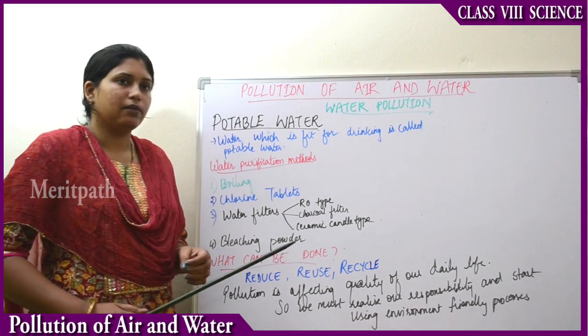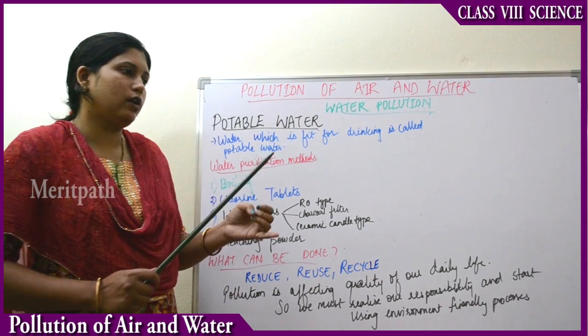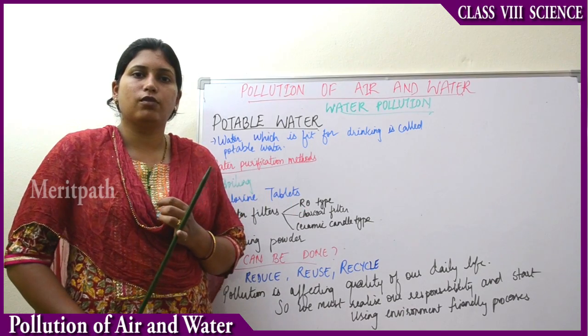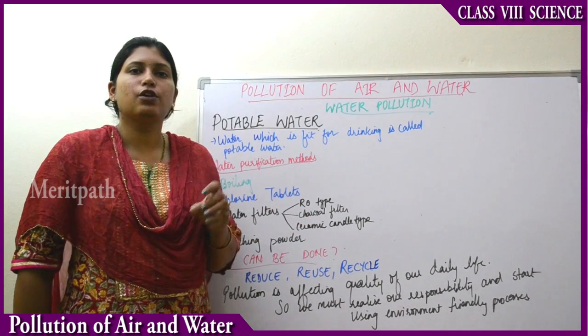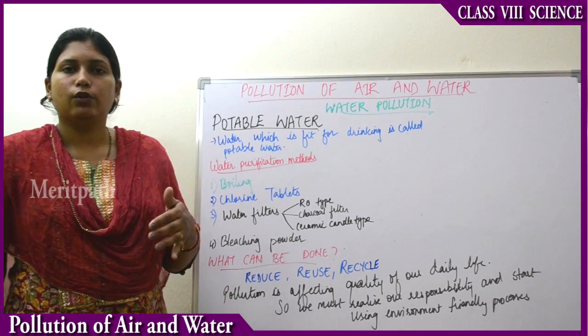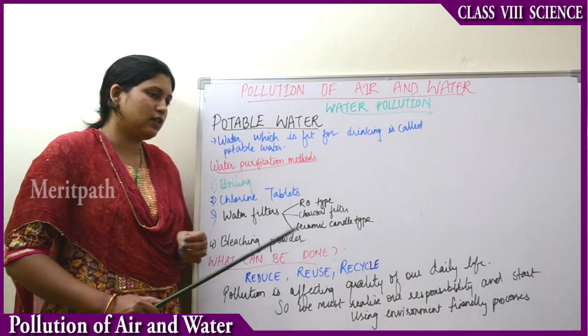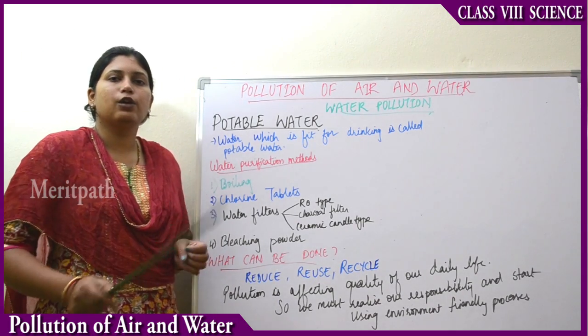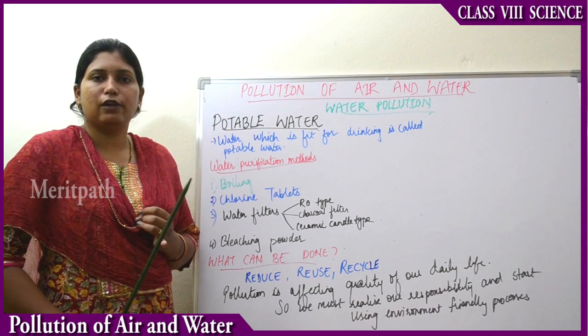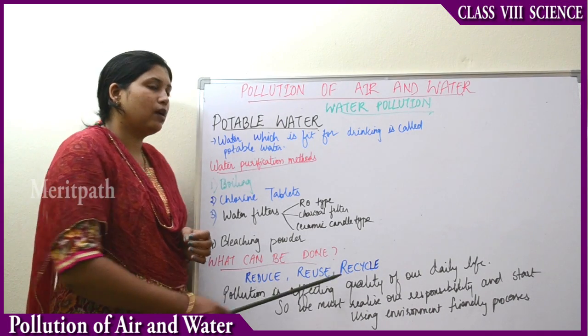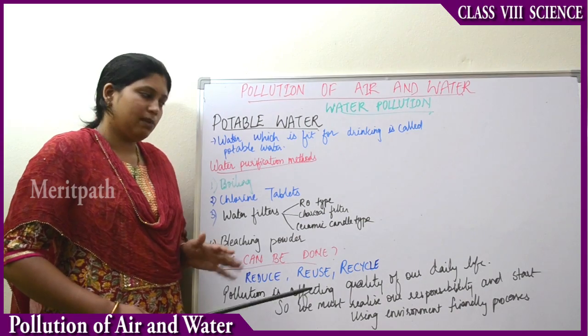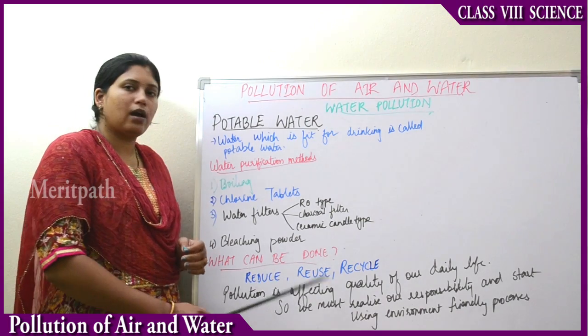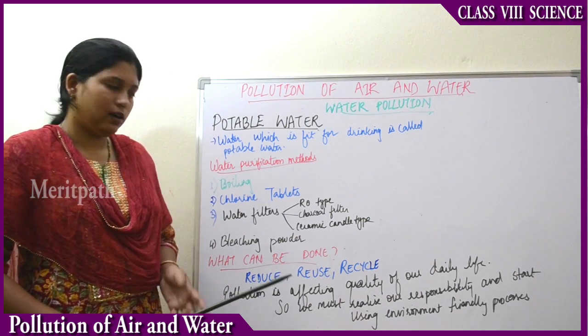Then recycling. Suppose with the water with which you have washed the clothes, you can make a system such that this water will directly go into your toilet flush tanks. That is how you can recycle the water. So we must always keep in mind the 3R principles and what we can do.